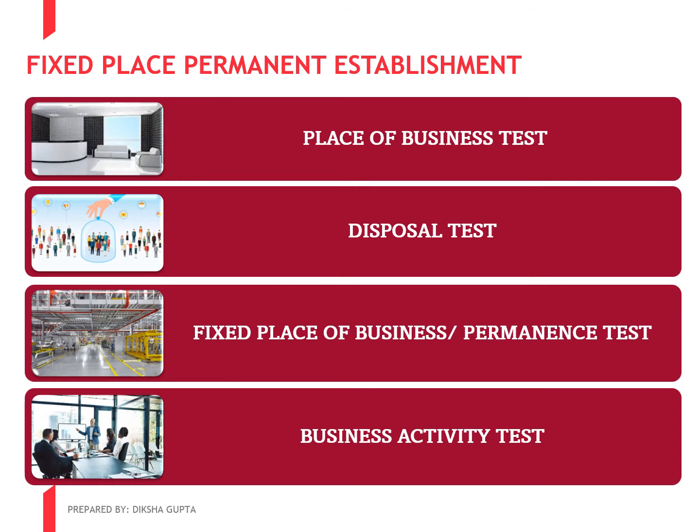First type of PE that we will be covering is the fixed place PE. This is written in Article 5, Para 1 of the OECD Model Convention. The exact words of OECD are: for the purpose of this convention, the term permanent establishment means a fixed place of business through which the business of an enterprise is wholly or partly carried on.